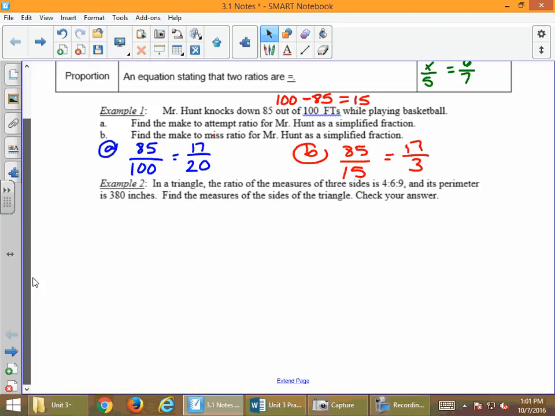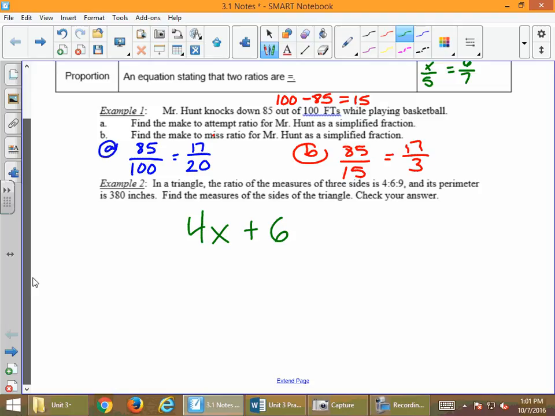Well, the nice thing is ratios means they're all being multiplied by that same number. I don't know what that number is, so I'm going to call it, let's say, x. Okay. So call whatever you want, but I'm using x right here. So what I'm going to do is this. I know 4 times this number, so 4x, plus 6 times that number, plus 9 times that number, would give me the total distance around. In this case, what is the total distance around this triangle? 380.